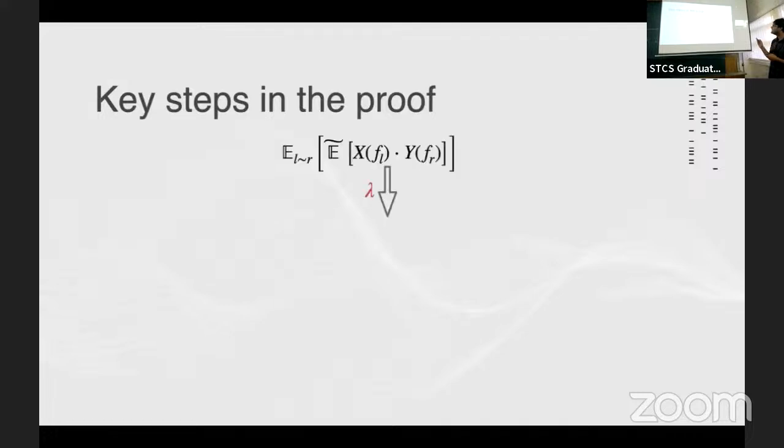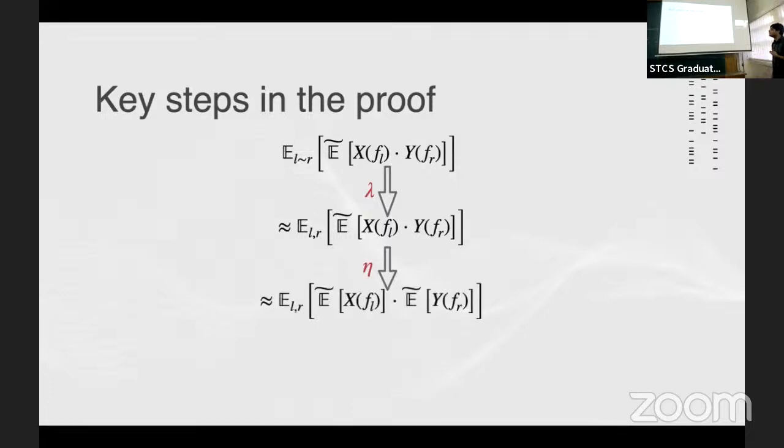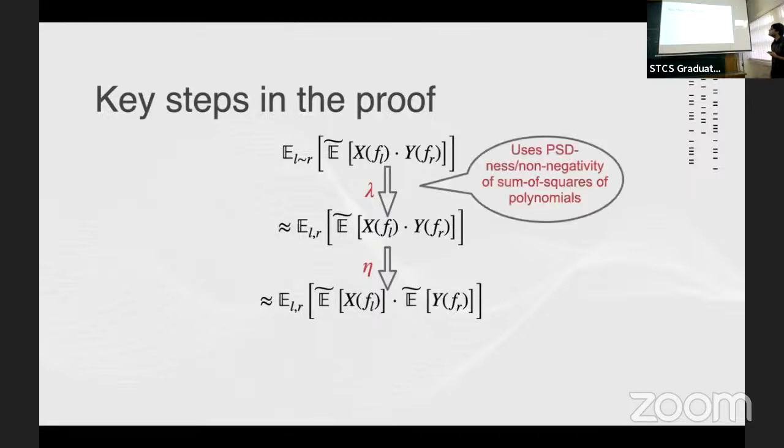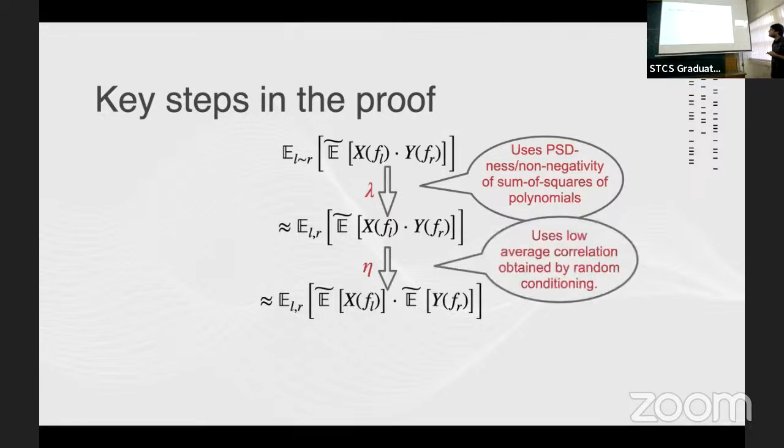So, as we were saying, if we have any two functions, what EML would allow us to do up to lambda error is to change two functions on left and right, change the measure from L and R being adjacent to L and R being independent. And the low correlation will allow us to do the splitting of pseudo expectation to product of pseudo expectations. This one uses PSD-ness, or in the proof complexity view, non-negativity of low degree polynomials. And then the second step uses low average correlation that we'll get by random conditioning.